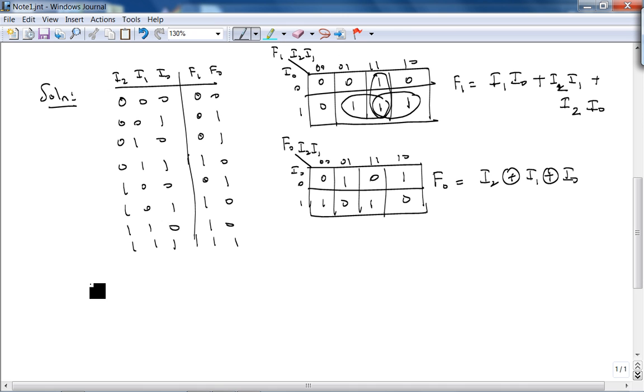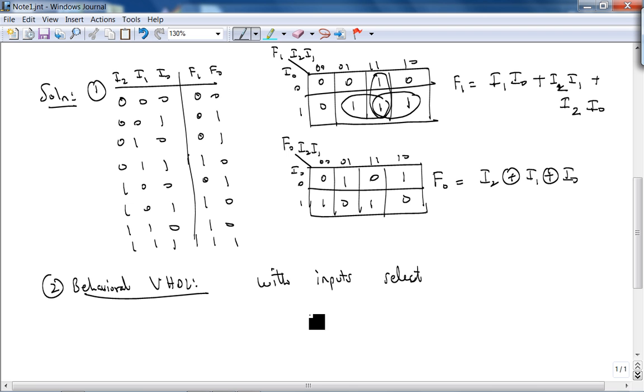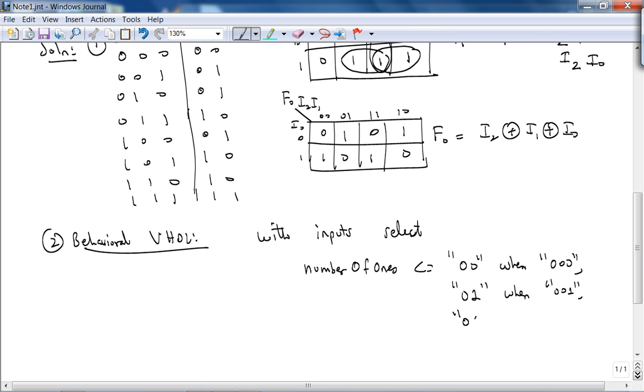So this is one solution. The second solution is behavioral. VHDL could simply be, for example, with inputs as a standard logic vector, and so is outputs. Outputs with select number of ones: 00 when 000, 01 when 001, and 01 when 010, and you get the idea, and so on. Then 11 when others, so the others case is the 111 case.